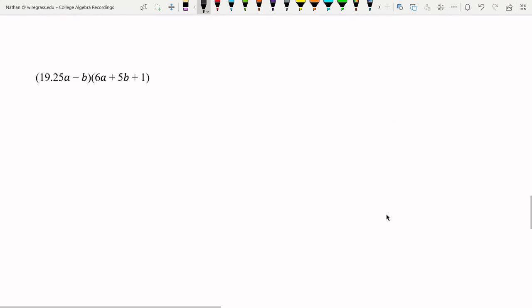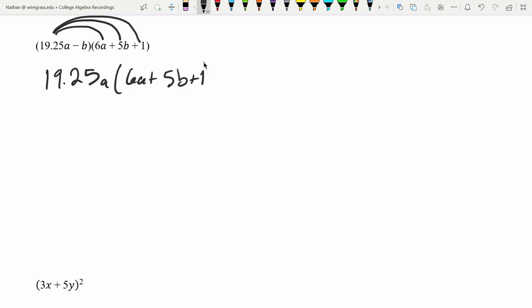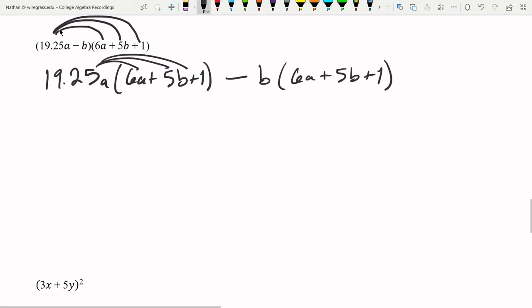All right, moving on. We have a binomial times a trinomial. Now, of course, FOIL method does not work here, but distributing does. So let's distribute 19.25a times 6a, times 5b, and times 1. So I can write it like this instead, if it helps you understand what I'm doing. 6a plus 5b plus 1, minus b times 6a plus 5b plus 1. And then we just distribute this into the first one. That's what I was showing up here. It's the exact same thing I'm going to do here.